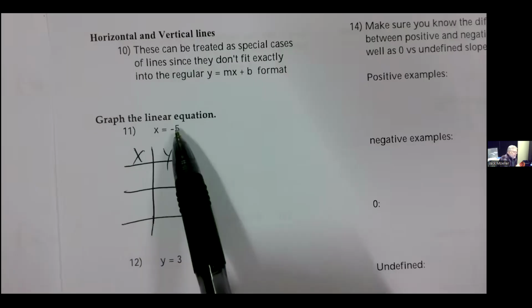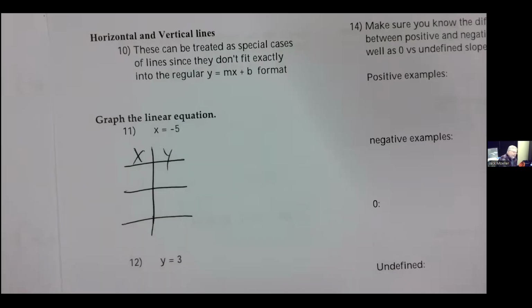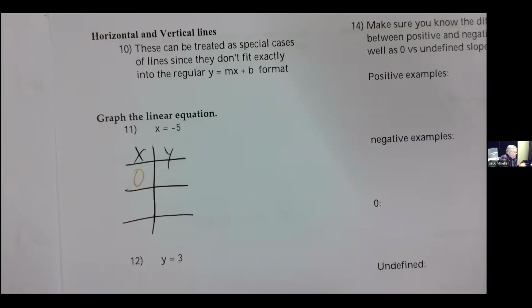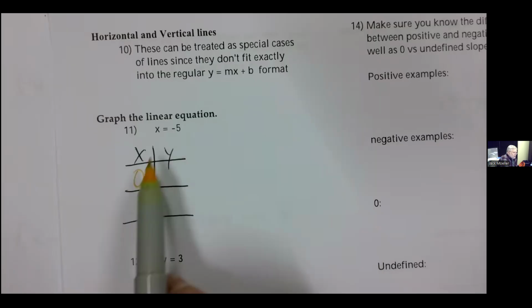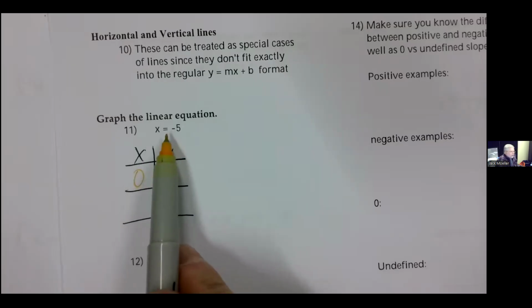So let's try and see what happens when we pick an x. Give me an x that you would like to try to plug in. What if you want to try to plug in x equals 0? Well, if you plug in x equals 0, you get 0 equals -5, which doesn't work. You can't plug in x equals 0.